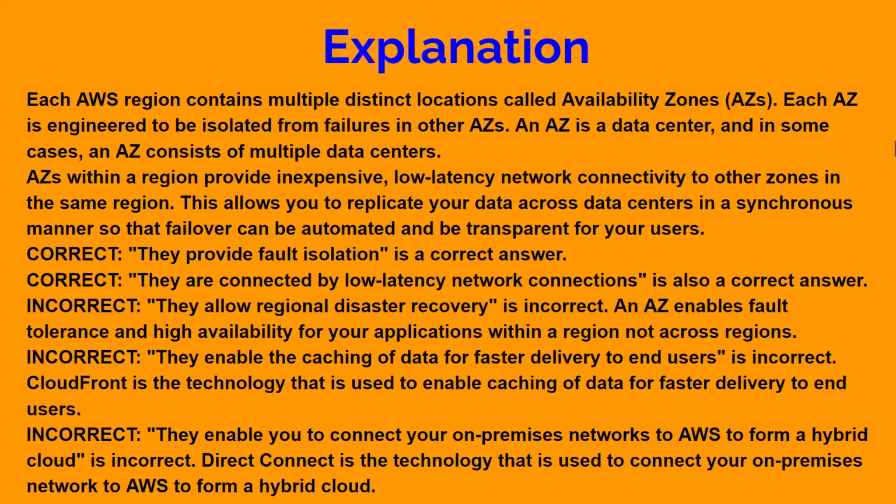Incorrect. They enable the caching of data for faster delivery to end users is incorrect. CloudFront is the technology that is used to enable caching of data for faster delivery to end users. Incorrect. They enable you to connect your on-premises networks to AWS to form a hybrid cloud is incorrect. Direct Connect is the technology that is used to connect your on-premises network to AWS to form a hybrid cloud.